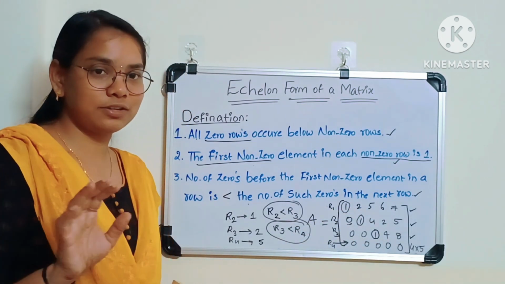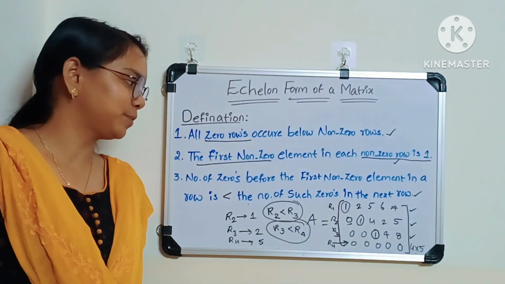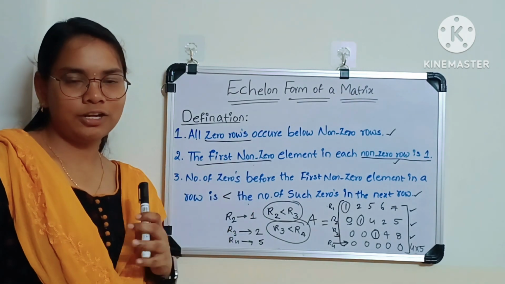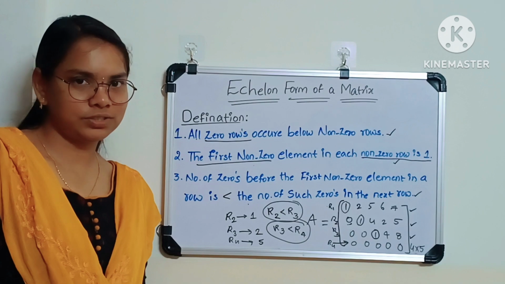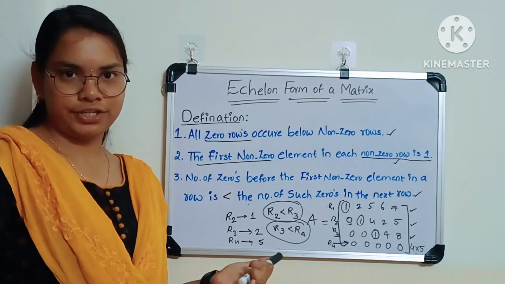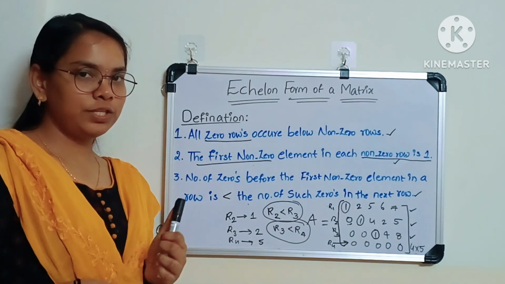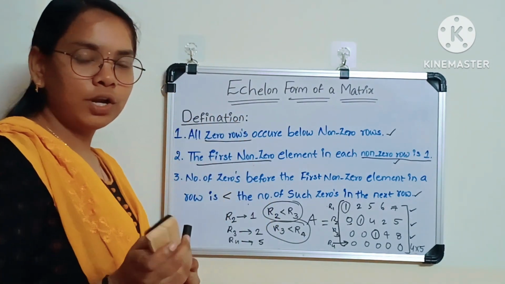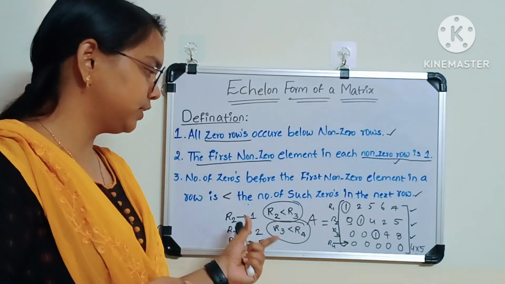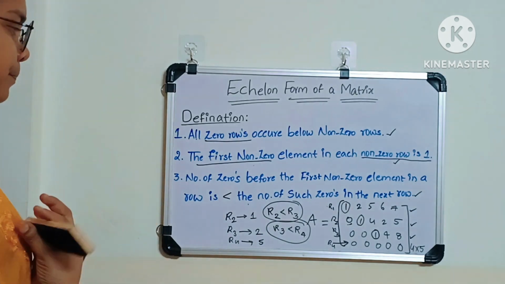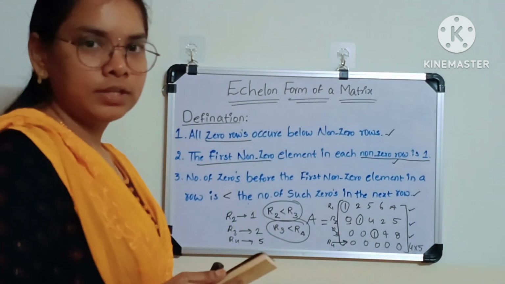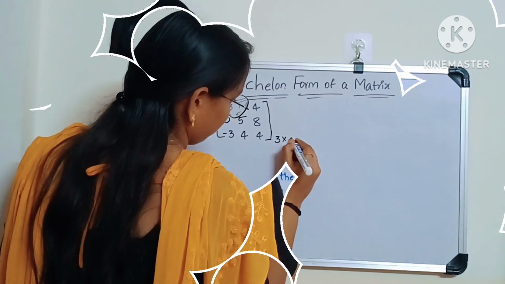This is given just for identification or remembering purposes only. You can't say that row echelon form is an upper triangular matrix. Okay, and this is the definition for it, and I will explain the example now. If you want to take a screenshot of this class, you can take it. Okay, next I will explain it.